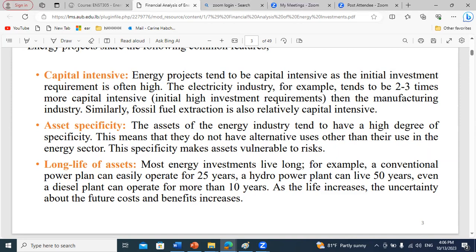If we compare this to the manufacturing industry, it will represent a much higher capital in the case of the electricity industry, which can rely on renewable energy. Similarly, if you want to extract fossil fuel to use it, it is also capital intensive. So whether we talk about renewable energy or using fuel to produce energy, both are capital intensive.